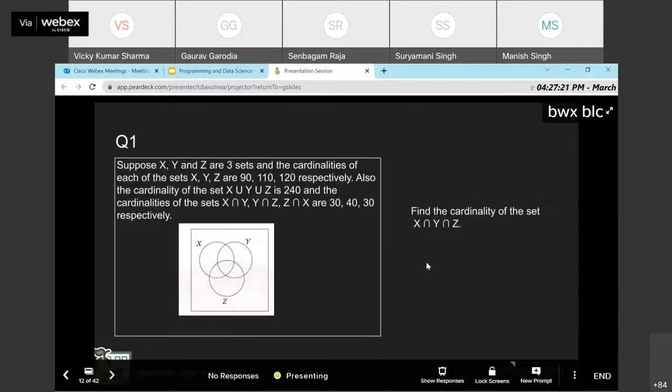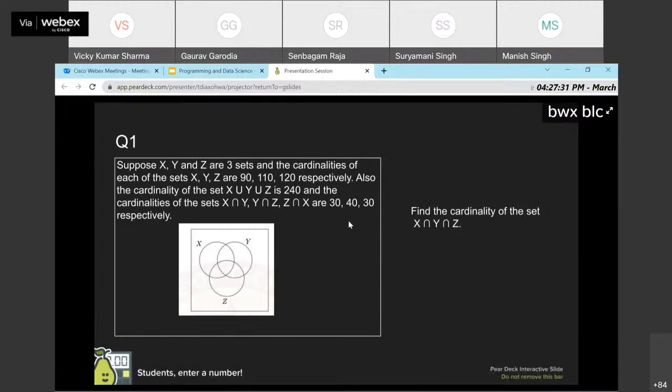Okay. So here is a particular question for you, and I want you to give a response. You see there are three sets, X, Y, and Z. The cardinalities of these sets are given. Set X contains 90 elements, set Y contains 110 elements, and set Z contains 120 elements respectively. And the cardinality of the set X union Y union Z is 240. The cardinalities of the sets X intersection Y, Y intersection Z, and Z intersection X are 30, 40, and 30 respectively. Then the question is, what is the cardinality of the set X intersection Y intersection Z?